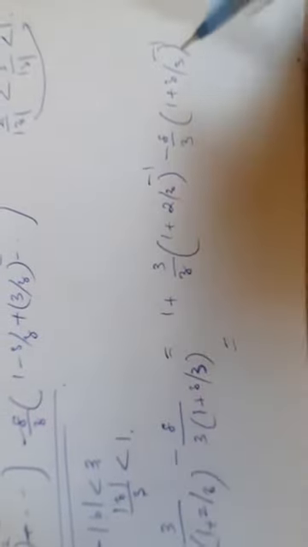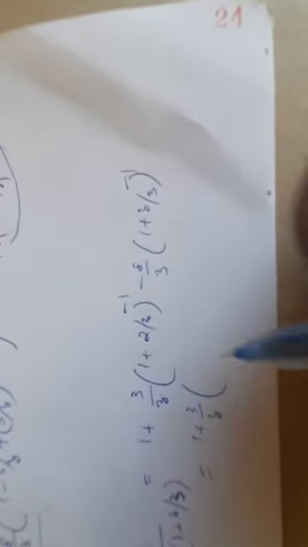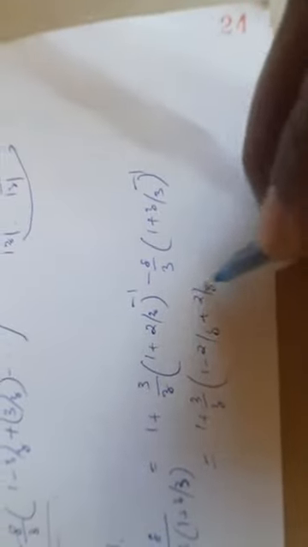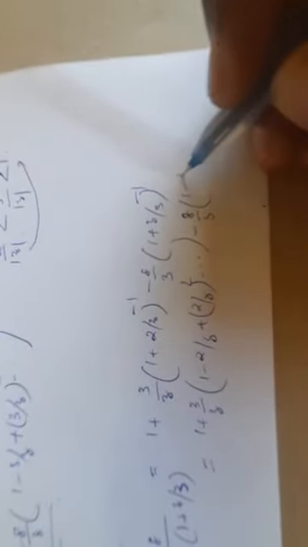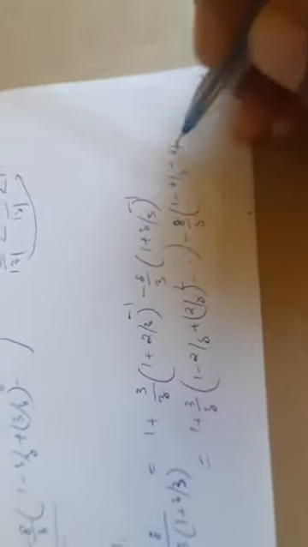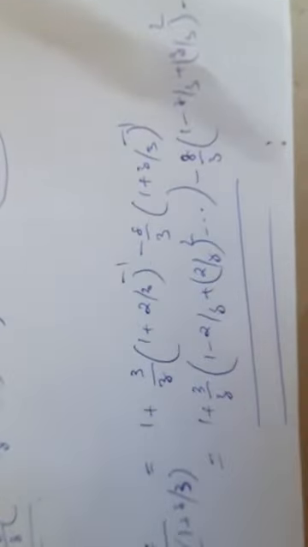Okay, these are all valid expansions. 2 by z is less than 1 and z by 3 is also less than 1. So it is 1 plus 3 by z into 1 minus 2 by z plus 2 by z the whole square minus etc. Then here also, 8 by 3 into 1 minus z by 3 plus z by 3 the whole square etc. So this is the expansion. Okay.